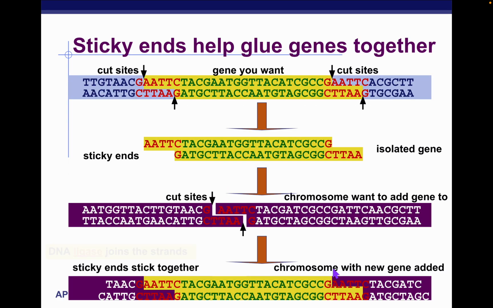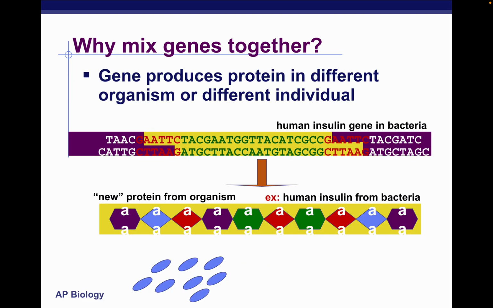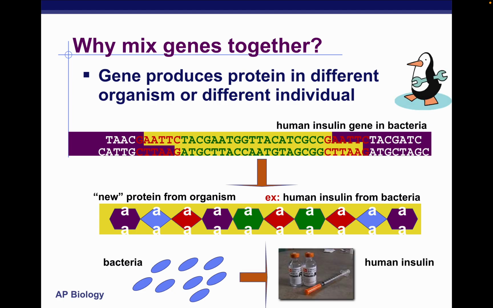So we're taking a look here. DNA ligase, if you throw DNA ligase in with this, it will glue them together. And then we have what's called recombinant DNA, okay? Gene produces a protein in different organisms or a different individual. So we have the human insulin gene in bacteria. Why do we do that? Because we need insulin. So we want to have bacteria produce that insulin for us. This is how we do it. Okay. That's how we get human insulin.